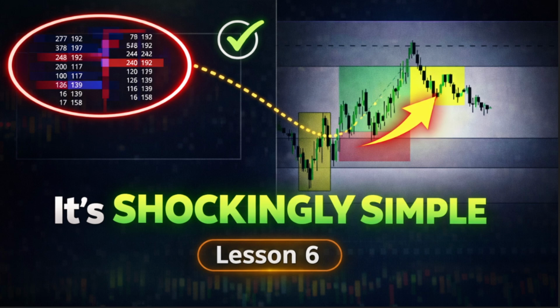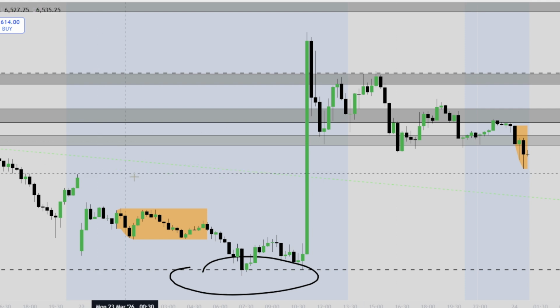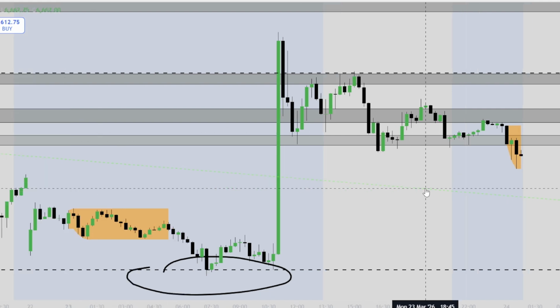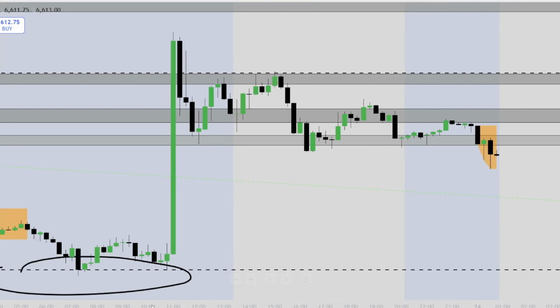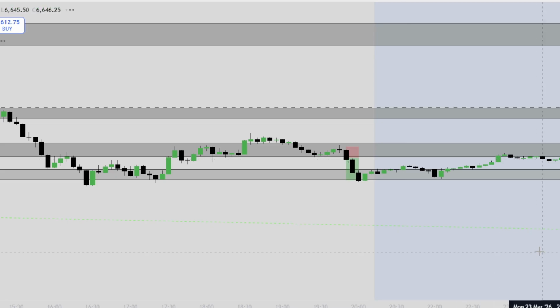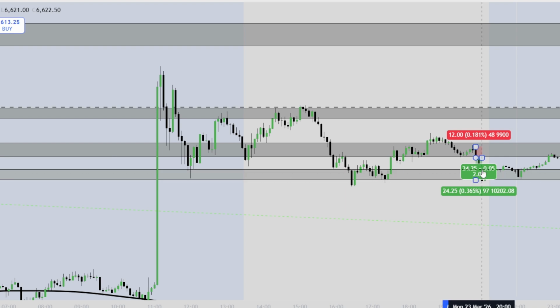Trading footprint charts is shockingly simple, and this is lesson 6 where I'm going to be breaking down why it is so easy and why it is the only thing you need to be using, right? There is no better way to kick this off than going through an actual case study I took on the 23rd of March. This is the S&P 500 or ES futures on the 15-minute time frame. I took an opening range breakout over here, and I'm going to get straight into the opening range breakout.